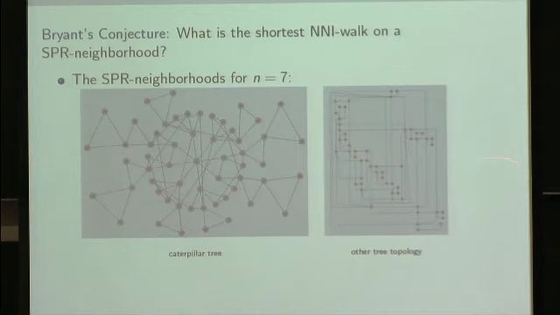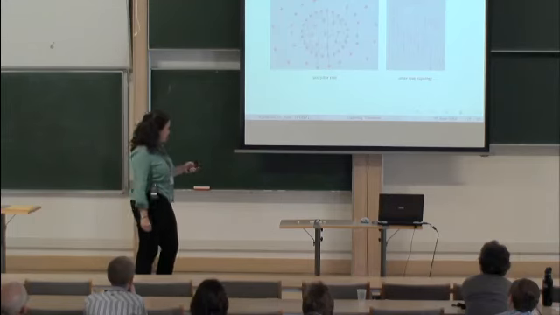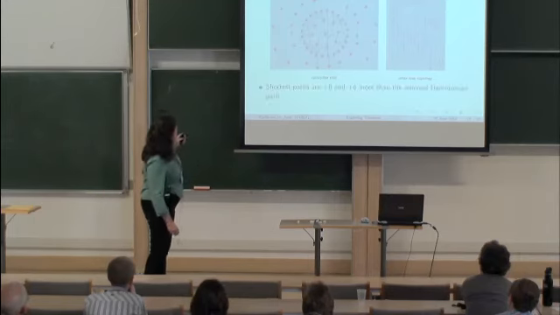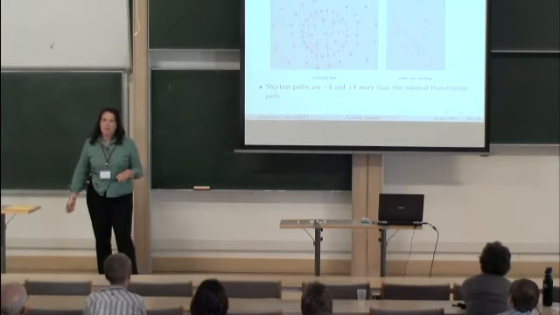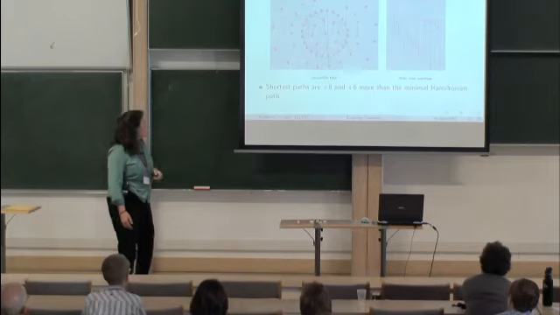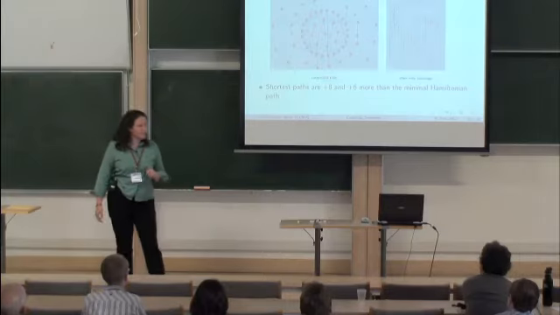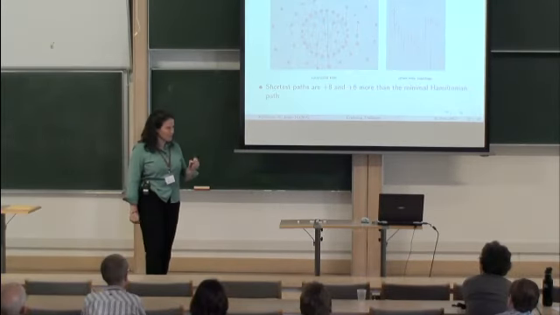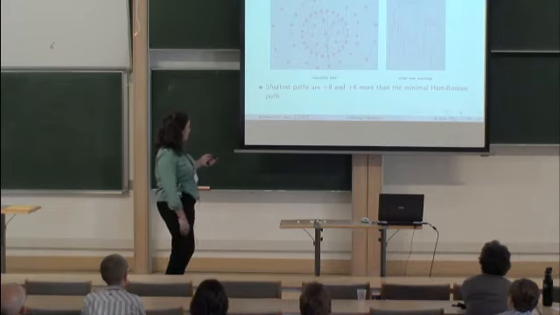And these are all drawn in Cytoscape, which is used for drawing protein-protein interaction networks. It's an awesome visualization tool. They were having fun with the layout, but this is the other tree topology. So the shortest paths are +8 and +6 more than the minimal Hamiltonian path. They actually have some conjectures on how this grows, but they don't have any proofs yet, so I'm not going to say. But they're making progress, and it's a really interesting and fun question.